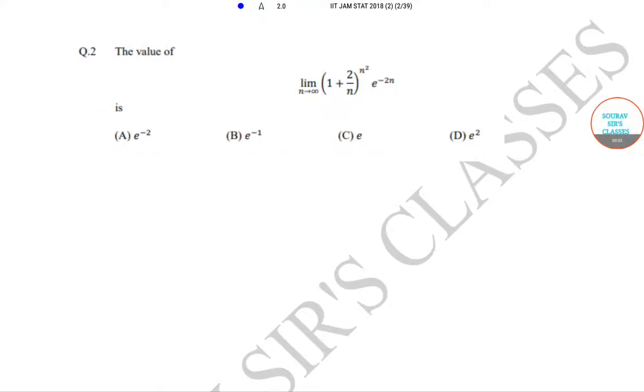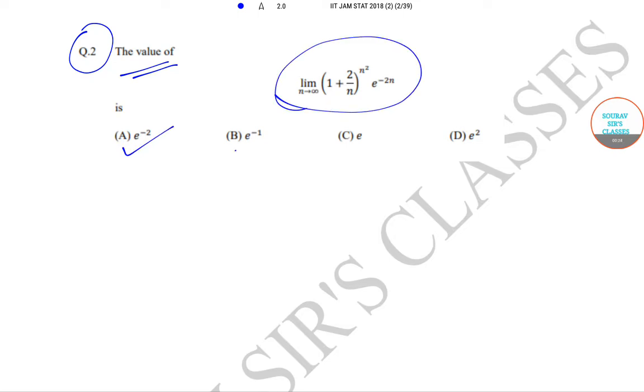Today we'll be solving the IIT JAM Mathematical Statistics paper of year 2018. Today we'll be solving question number 2. In question number 2, we need to find out the value of the limit as n tends to infinity of (1 + 2/n)^(n²) times e^(−2n). So this is what we need to find out. The options are e^(−2), e^(−1), e and e².